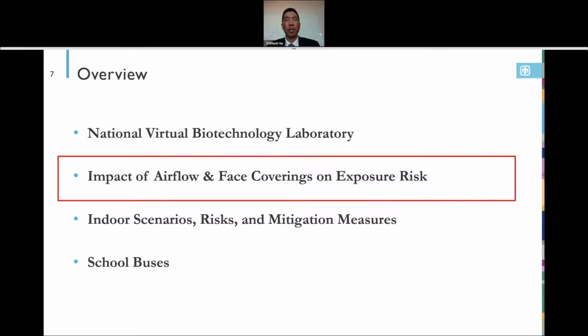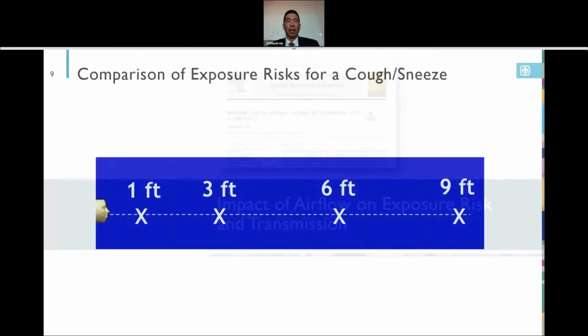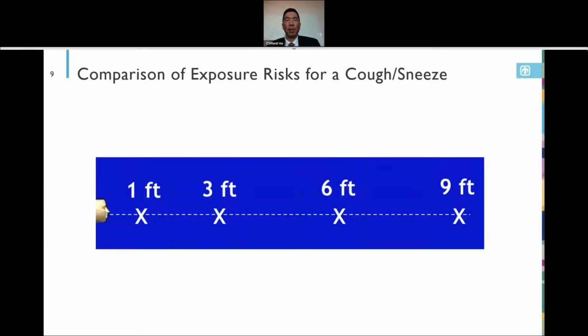But what I'd like to do now is drill down into some of the work that I am familiar with, some of the work that we've done at Sandia, some of it with the National Virtual Biotechnology Lab. So starting with the impact of airflow and face coverings on exposure risk, and first looking at airflow. I have a snapshot here of the journal publication that gives more details. But in this work, we did some computational fluid dynamics modeling where we wanted to understand the impact of social distancing. And remember, this was started back in March, April, May of 2020 when we all started social distancing.